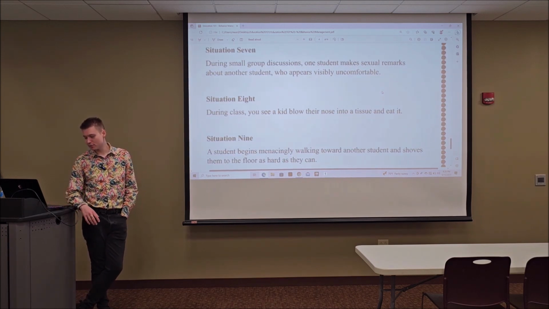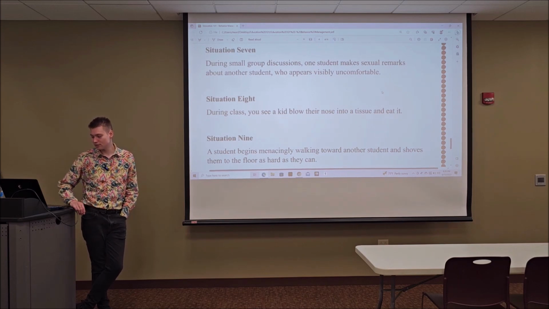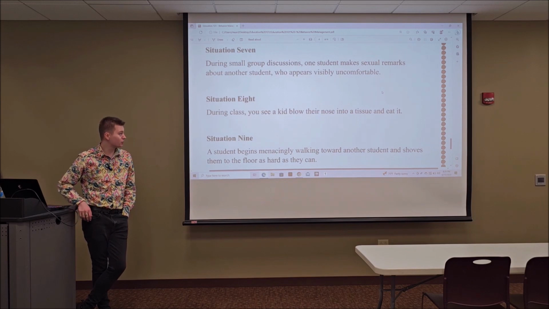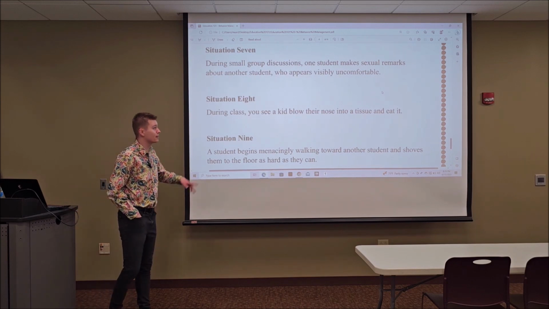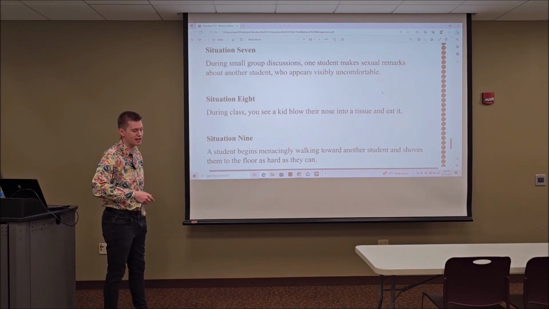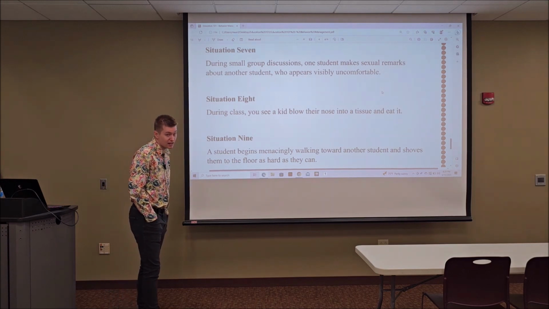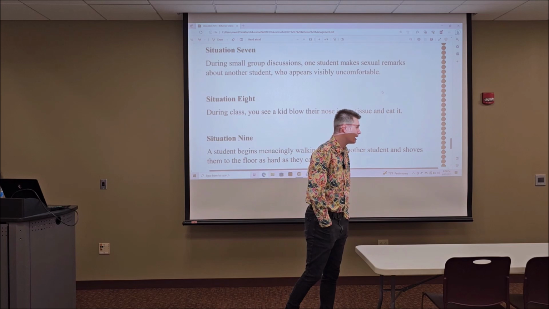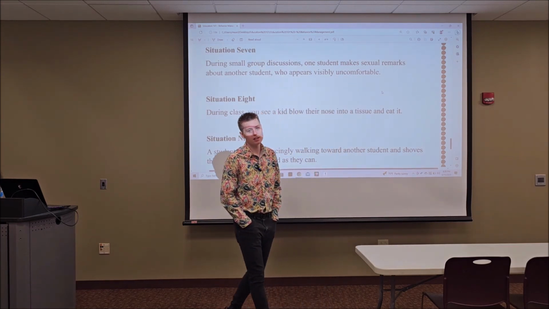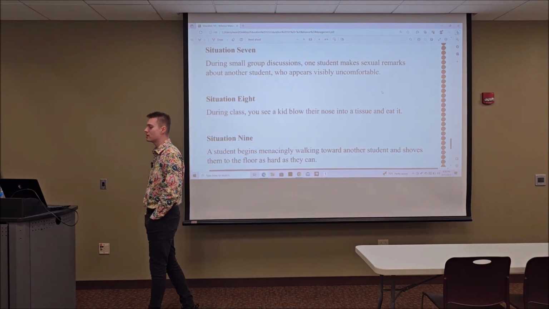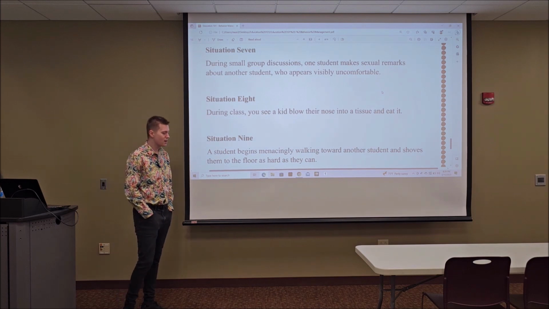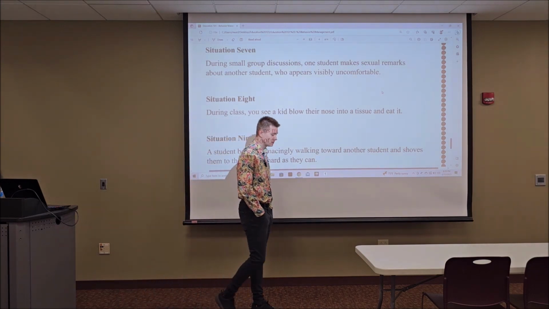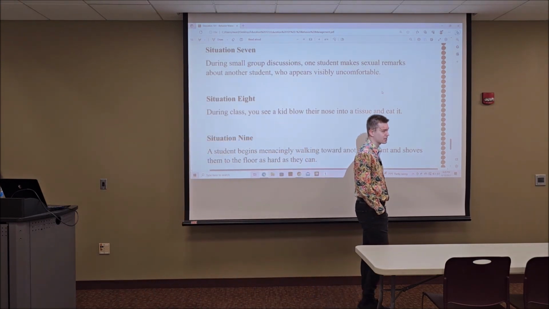Situation 7, during small group discussions, one student makes sexual remarks about another student who appears visibly uncomfortable. Absolutely unacceptable, especially if you saw it, and immediately remove them from the class, right? And especially if that other student's uncomfortable, maybe you want to talk with them too. You want to separate them and get them out of class. It's completely unacceptable. There will be absolutely no situation where you want to keep a student in class for, well, sexual harassment. That's completely unacceptable.